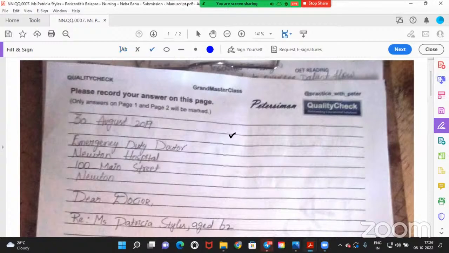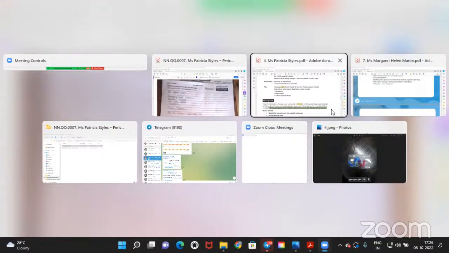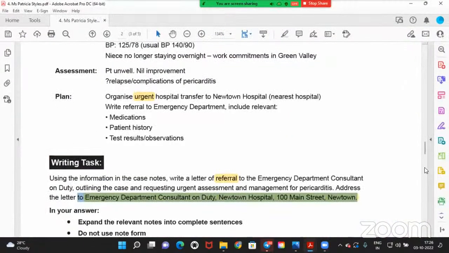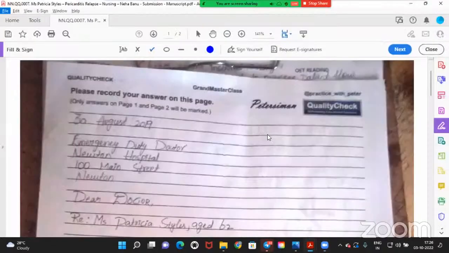Right. Now let us see here. So here, if you see very carefully, it is like this. To the emergency department consultant. So this is the address. So what we can do is the same thing we can take here.